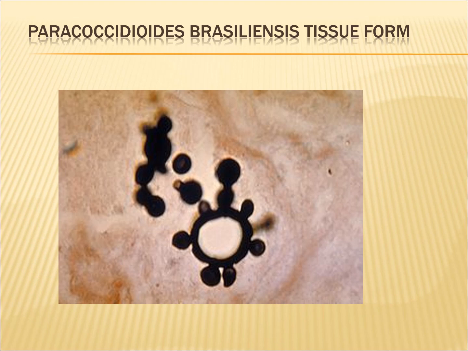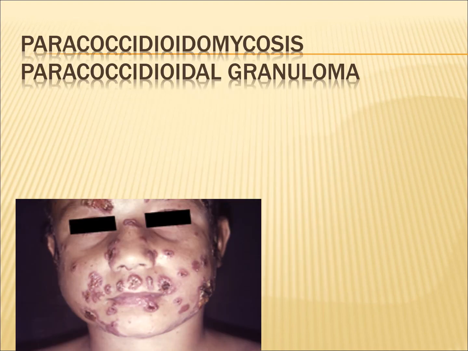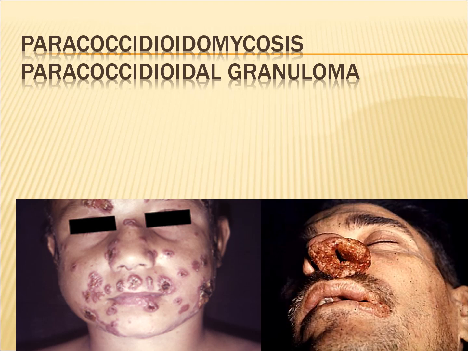Identify, give one reason for your identification. This is Paracoccidioides brasiliensis tissue form. Why? Because of its mariner's wheel morphology. Also, it can involve skin manifestation, appearing as granuloma. This picture shows a granuloma caused by Paracoccidioides brasiliensis.